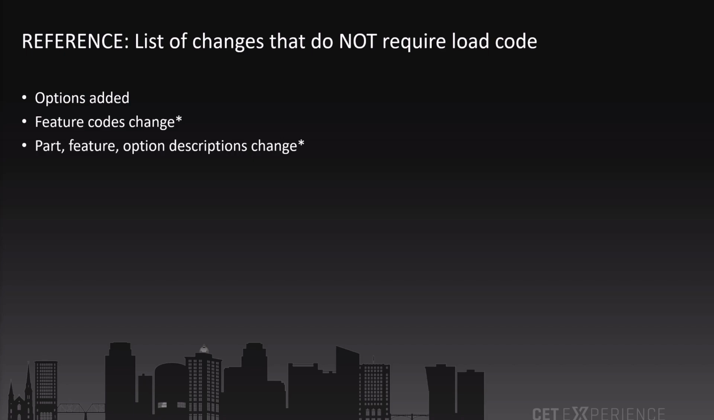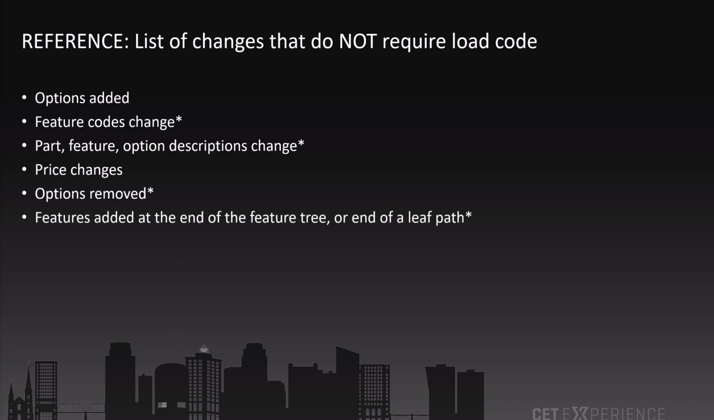If your part, feature, or option description changes, again, this is only if your extension actually hard codes, reacts to these, saves them out. Most don't. If prices change, if options are removed, now you only don't require load code for removed options if you have a generic load code method.